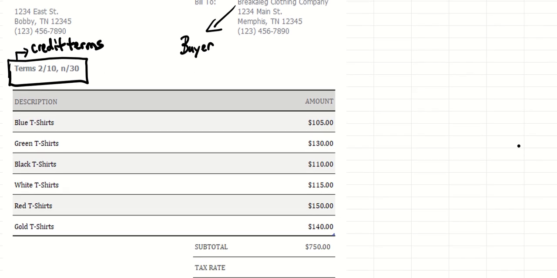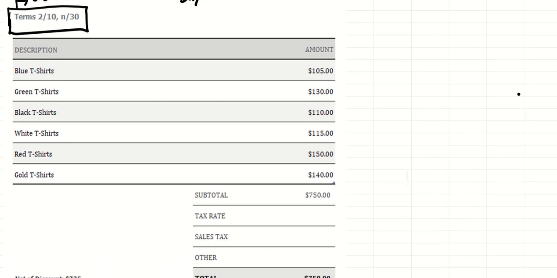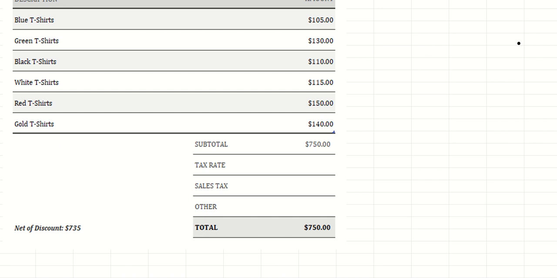So in the body of this invoice, we have the description of what Break a Leg bought or purchased. So we see there's different colored t-shirts that Break a Leg Clothing Company purchased from Haven Manufacturing Company. And then on the right side, we have the amounts. So the amounts totaled out to be $750. And just to keep it simple, I didn't include any tax rates or sales taxes. So the total amount you see here is going to be $750.